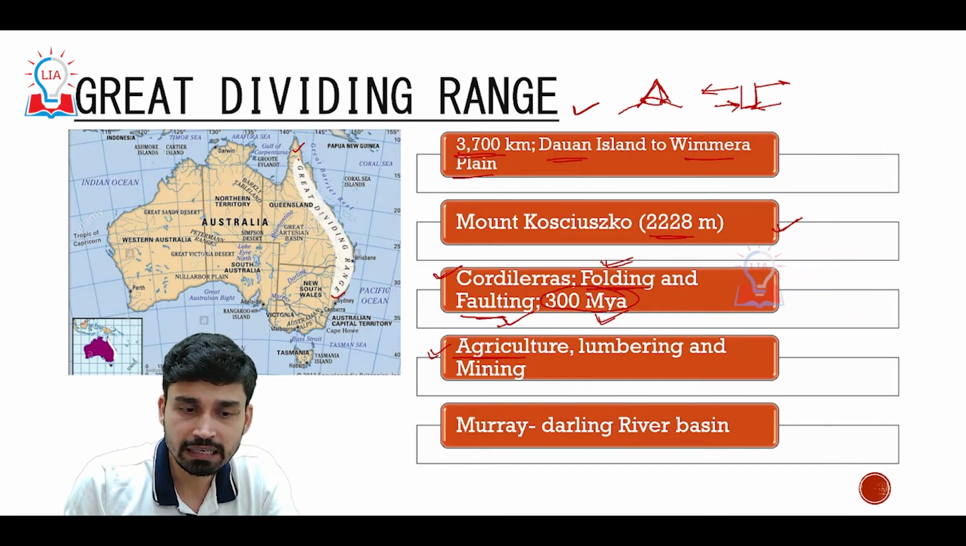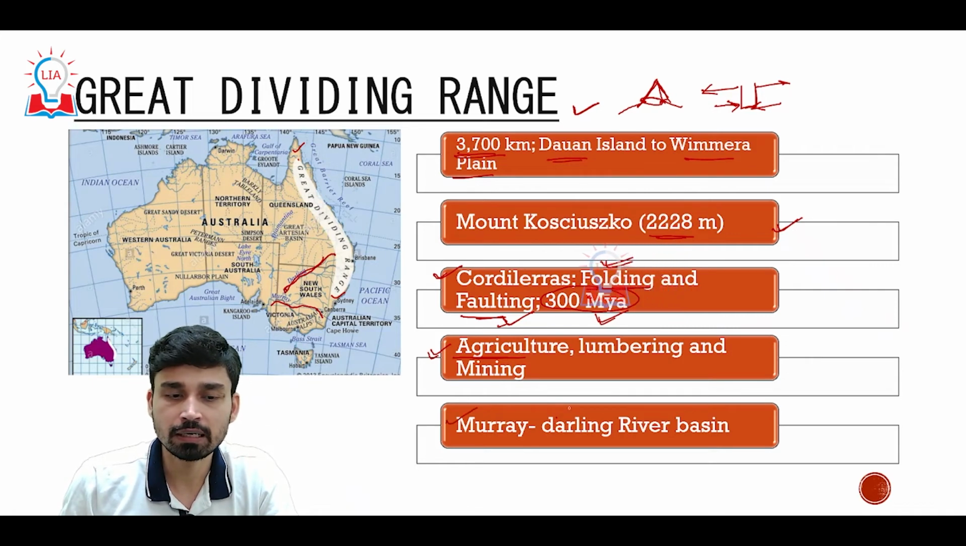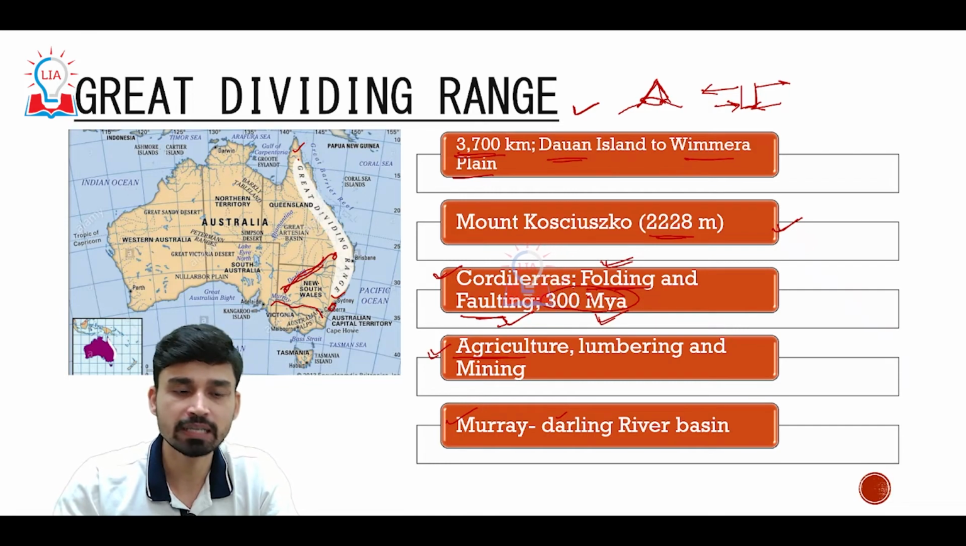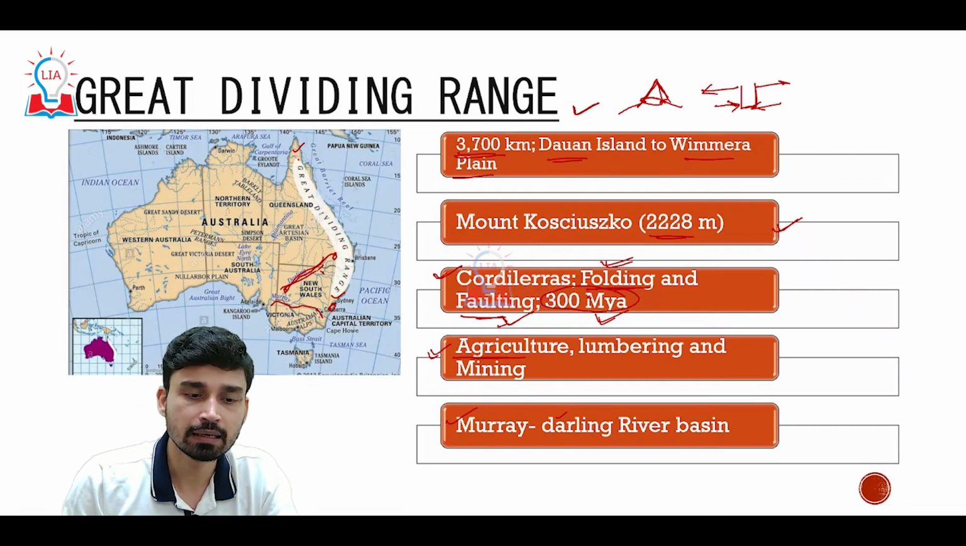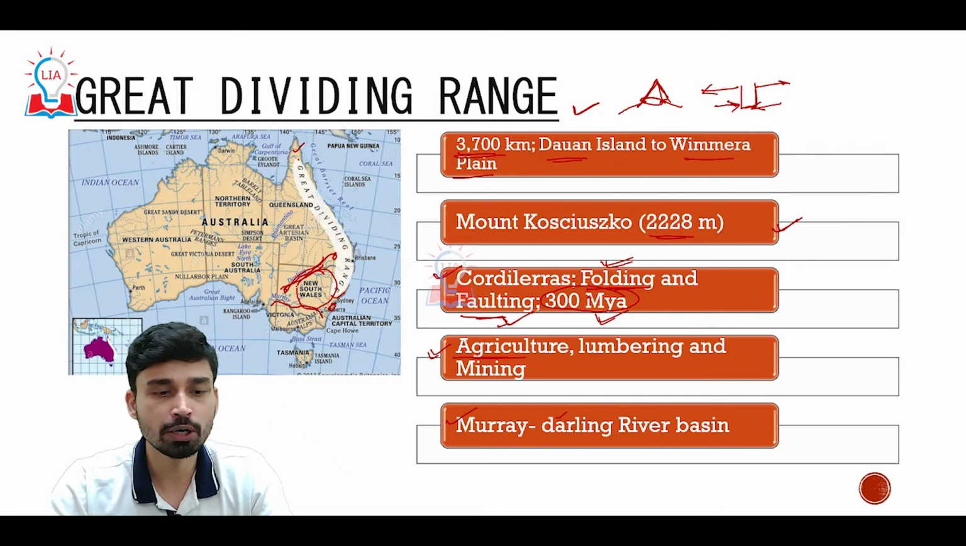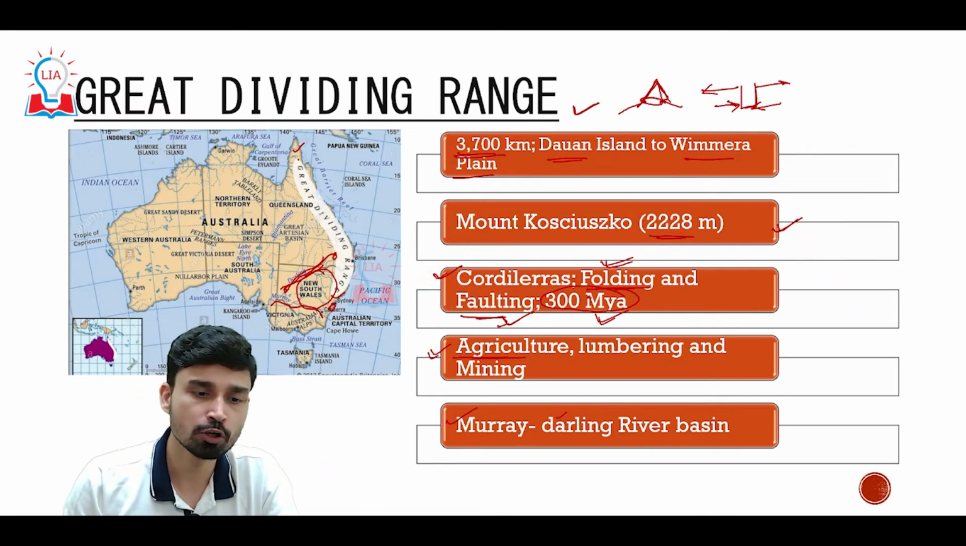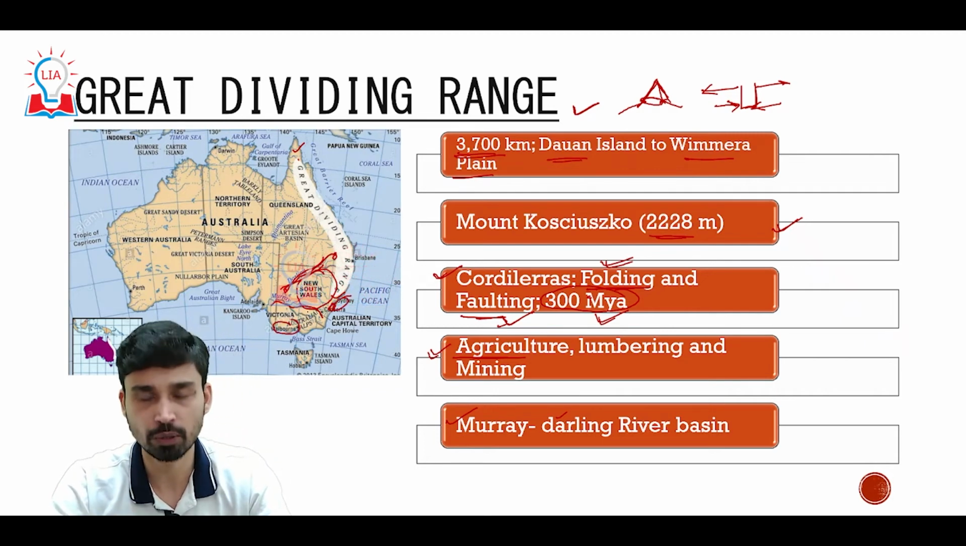Apart from that, the Great Dividing Range also is very important from the water perspective, because two major rivers of eastern Australia, Murray River and Darling River, originate from the Great Dividing Range itself, and the whole region is called the Murray-Darling Basin, that supplies water to the New South Wales and Victoria region of Australia, where we also have the famous cities of Melbourne and Sydney located.